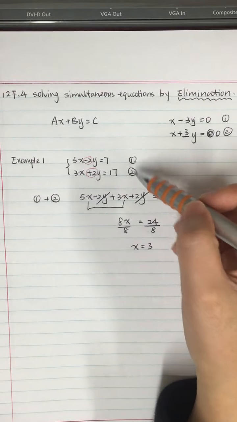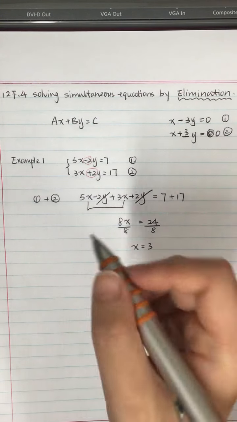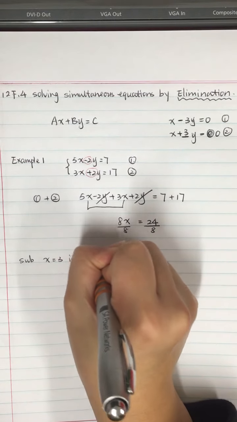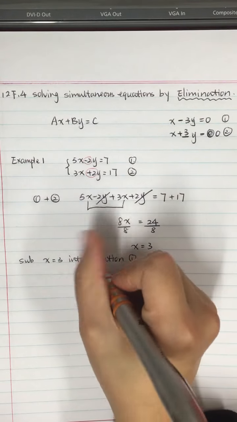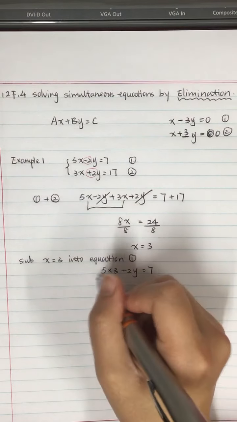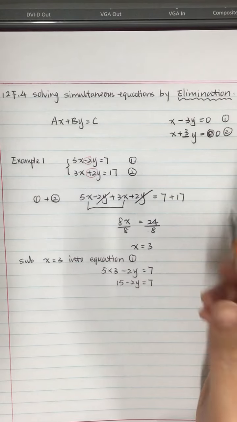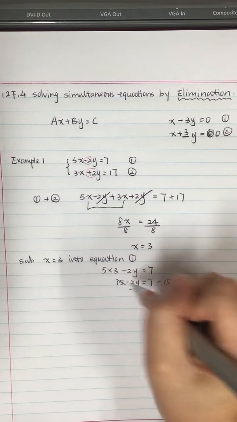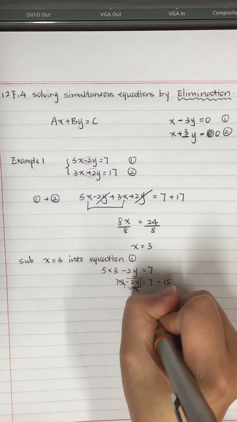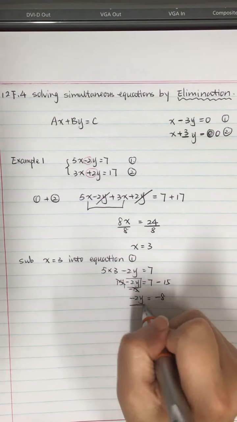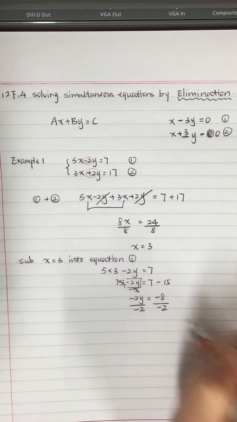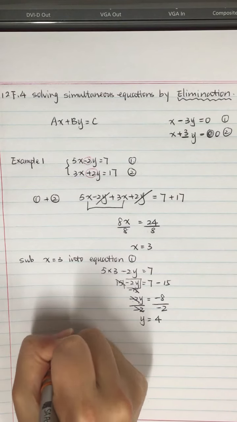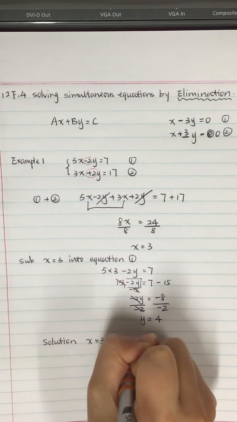We worked out x easily, and we can substitute the x value into either of the two equations, 1 or 2, to solve y. So if I substitute x equals 3 into equation 1, then you have 5 times 3 take 2y equals 7. 5 times 3 is 15, take 2y is equal to 7. I need to get rid of that 15, so I take away 15 from both sides. The 15 will be gone, but I'm left with negative, remember that negative sign, -2y equals -8. Then you divide both sides by -2, so y equals 4. So your solution is x equals 3 and y equals 4.